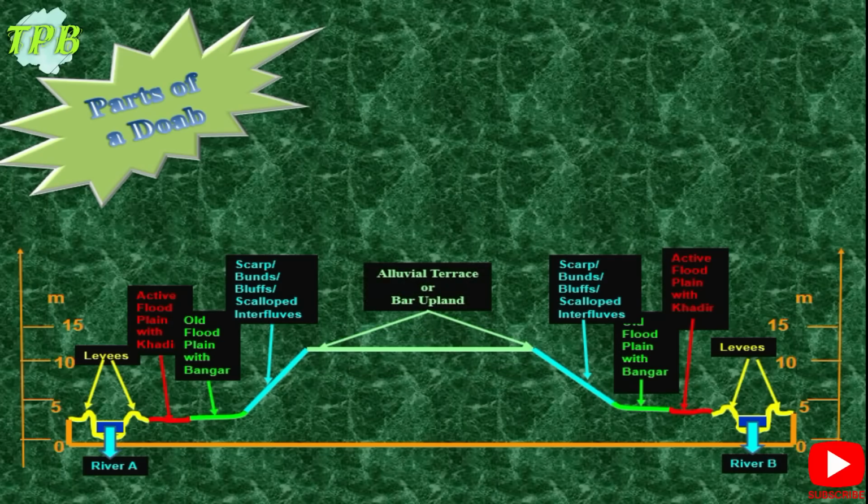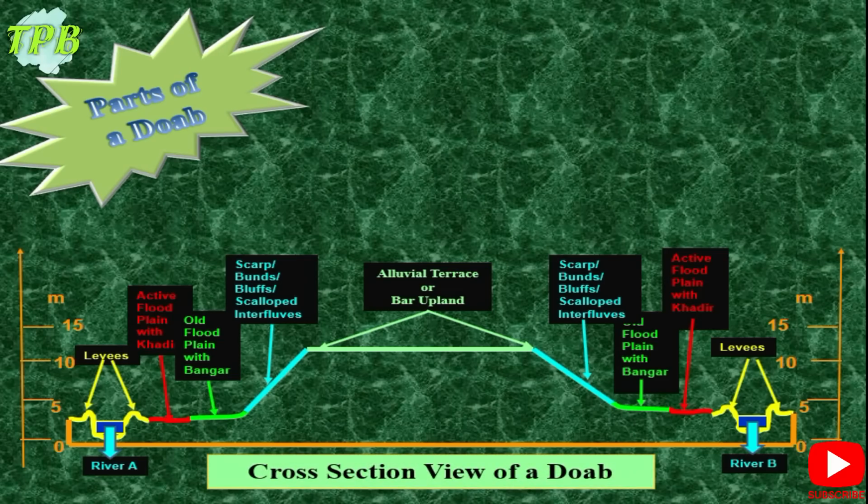The highest point on a doab, almost 10 to 12 meters above the river level, and the safest from flood are the alluvial terraces, or also known as bar uplands. Bar uplands are flatlands, and they are extensive flatlands, can have settlements and their own ecosystem. So this is a complete cross-section view of a doab.